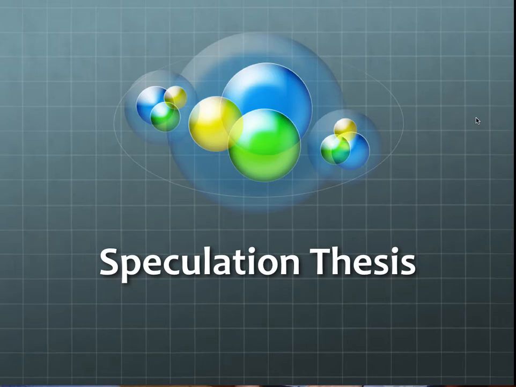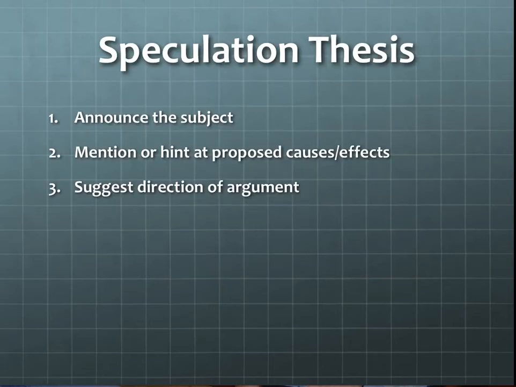This is just a quick video to talk about creating a speculation thesis and to give you a couple of tips concerning thesis statements for speculation cause-effect arguments. You want to accomplish three things. Number one, announce the subject, so you make clear what the subject is. Number two, mention or hint at the proposed causes and effects. And number three, suggest the direction of the argument.